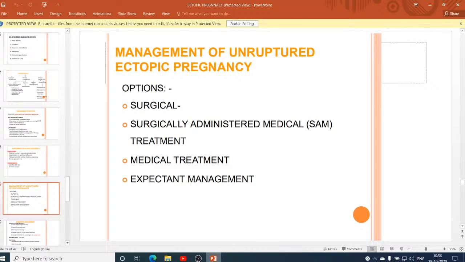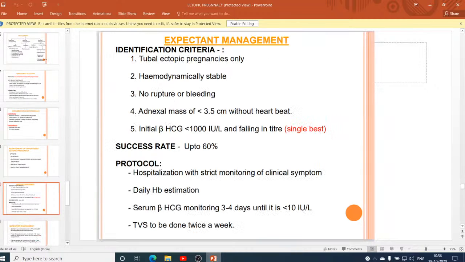Management of unruptured ectopic. There are options: surgical, medical treatment, and expectant management. But for expectant management, there will be a criteria. If the patient fits in that criteria, then we can do a medical treatment. First criteria is tubal ectopic pregnancy only and only. No other ectopic pregnancy. That means ovarian, abdominal.